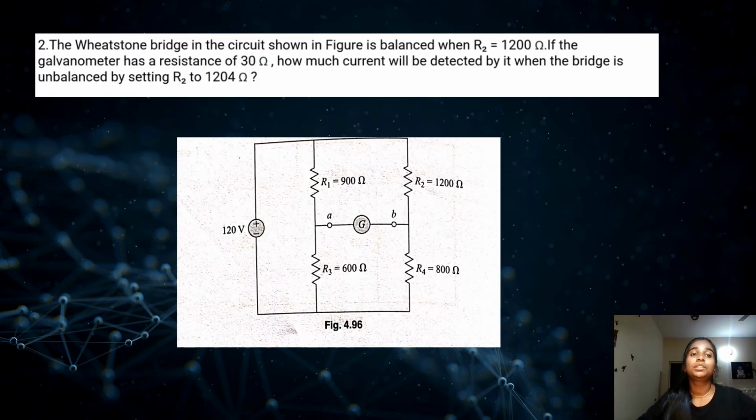The second question is: the Wheatstone bridge in the circuit shown in the figure is balanced when R2 is equal to 1200 ohms. If the galvanometer has a resistance of 30 ohms, how much current will be detected by it when the bridge is unbalanced by setting R2 to 1204 ohms? In the circuit we have 120 volts, R1 is 900 ohms, R2 is 1200 ohms, R3 is 600 ohms, and R4 is 800 ohms. We have the galvanometer between point A and point B.